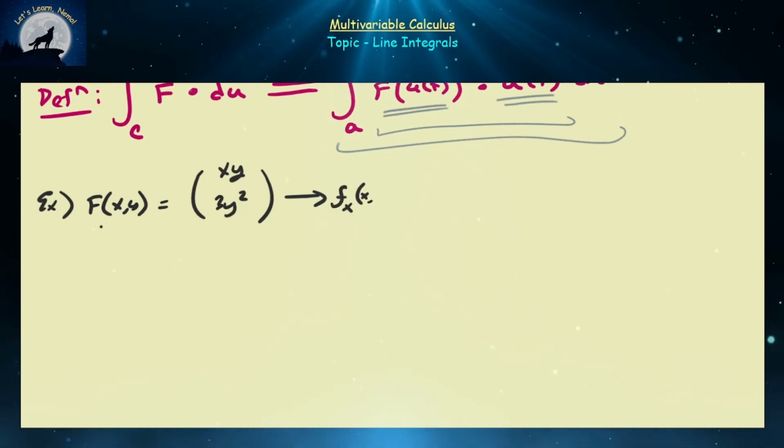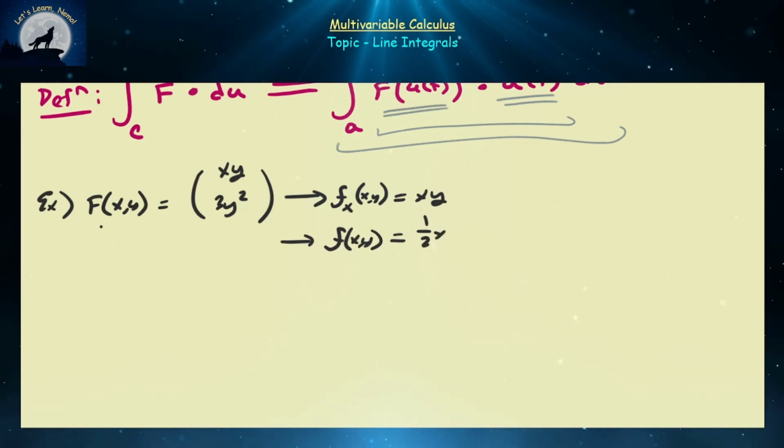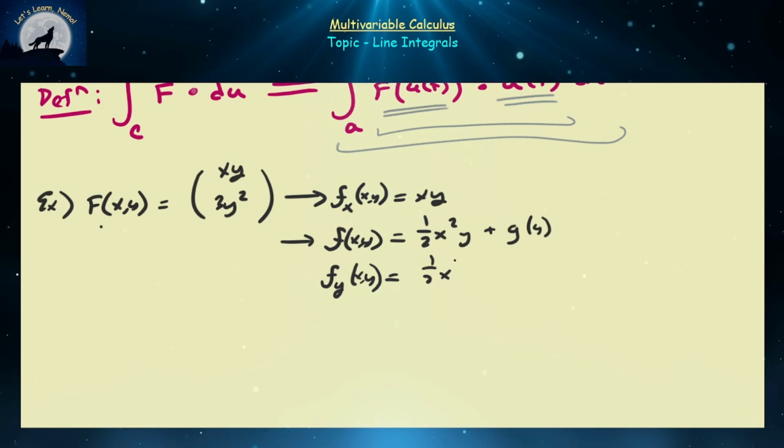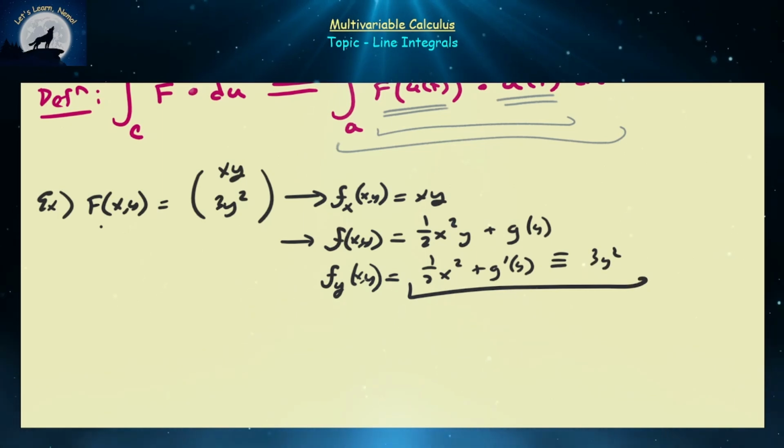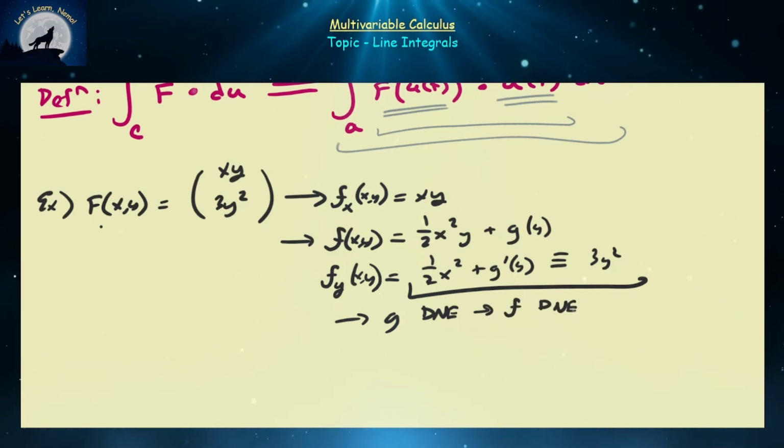So that means the partial of f with respect to x will be equal to xy, forcing our original function f(x, y) to be equal to 1/2 x squared y plus some function of y. And then we can differentiate that with respect to y. That's going to give us 1/2 x squared plus the derivative of g, and that has to be equal to the second component, 3y squared. Notice that there's no way to cancel this 1/2 x squared term, therefore this g does not exist. Since that g does not exist, that also means this f does not exist, and therefore since the function does not have any potential functions, that means it's not conservative.